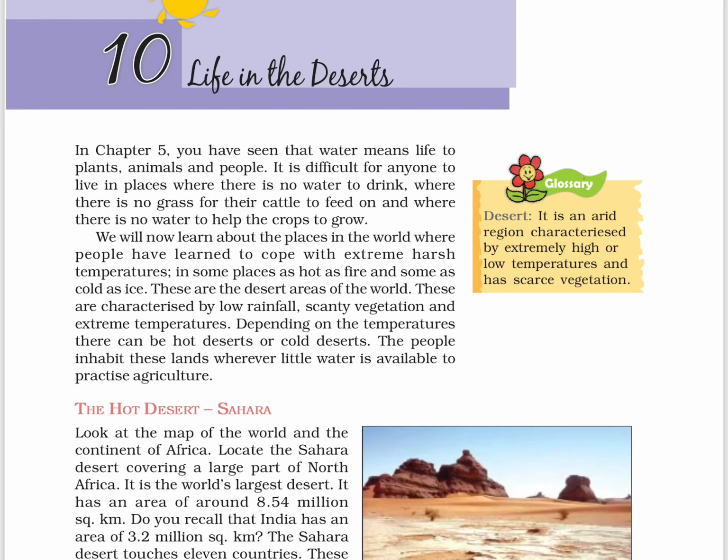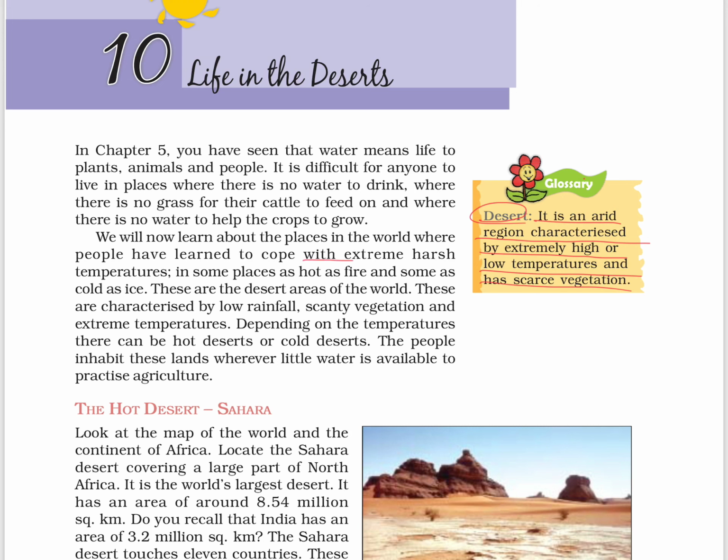In this video, I am going to explain chapter 10 of class 7th NCERT Geography. So let's get started. Here we have the desert definition. It is an arid region characterized by extremely high or low temperatures and has scarce vegetation.